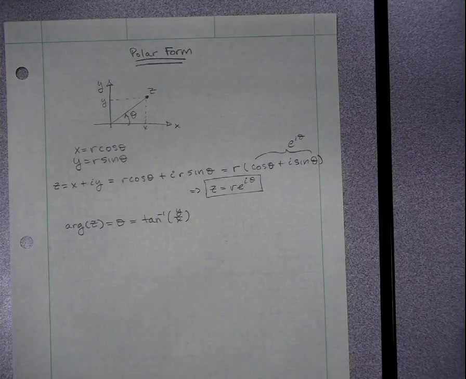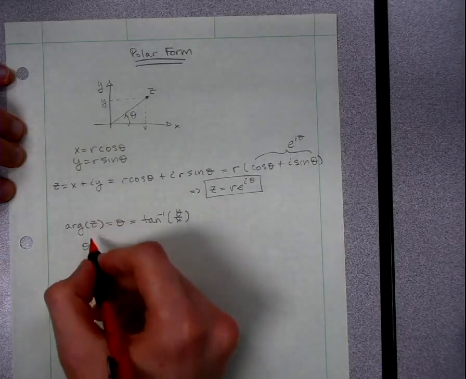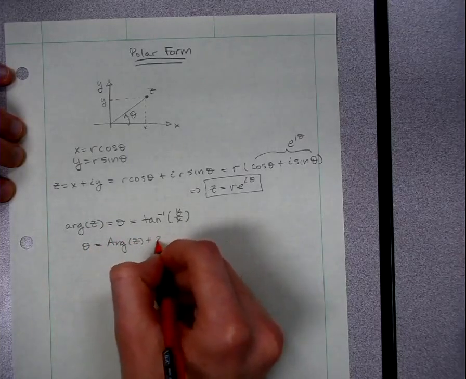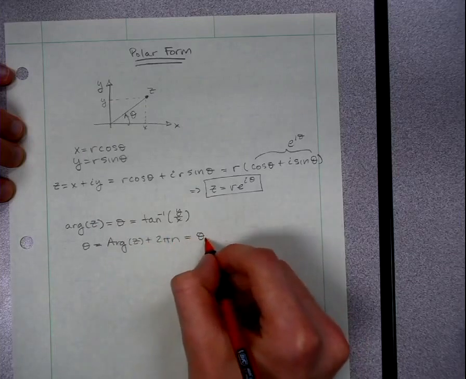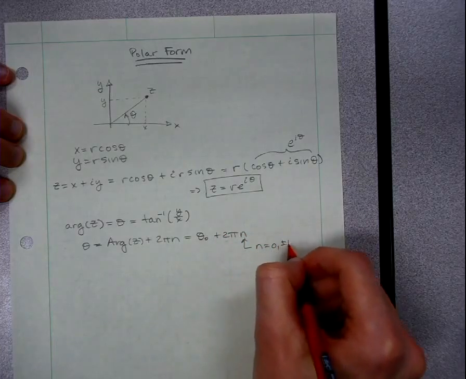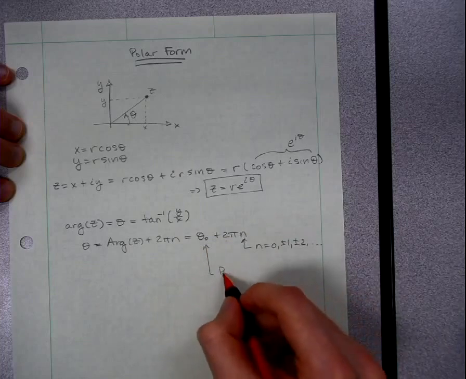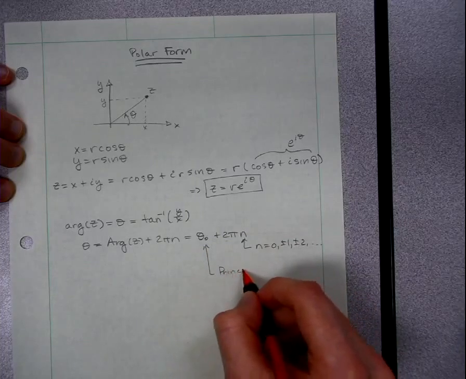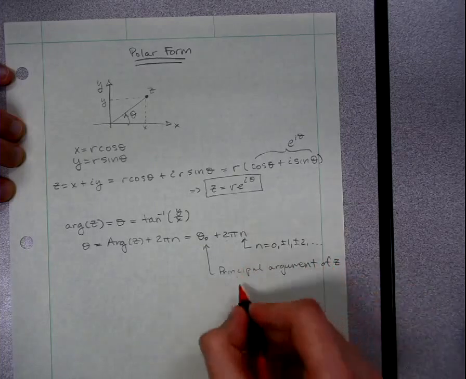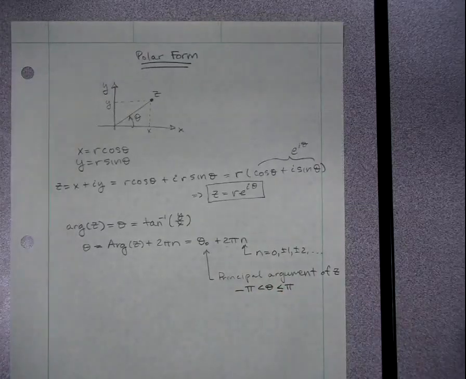An important note, what we're going to be doing here in a second, we're about to work an example, so you'll see this, but our theta value equals capital Arg of z plus 2 pi n, or as you'll see written, theta naught plus 2 pi n, where n equals 0, plus or minus 1, plus or minus 2, and this theta naught is our principal argument of z, and it has to be in between negative pi and positive pi.